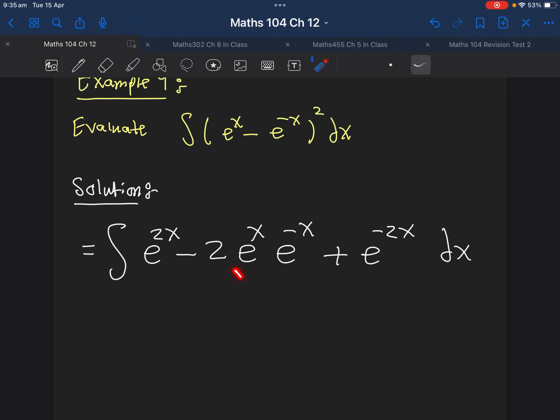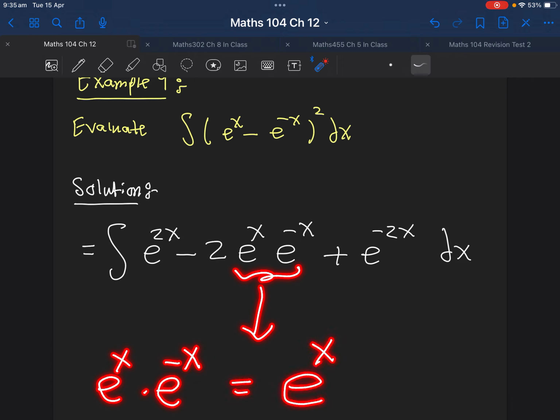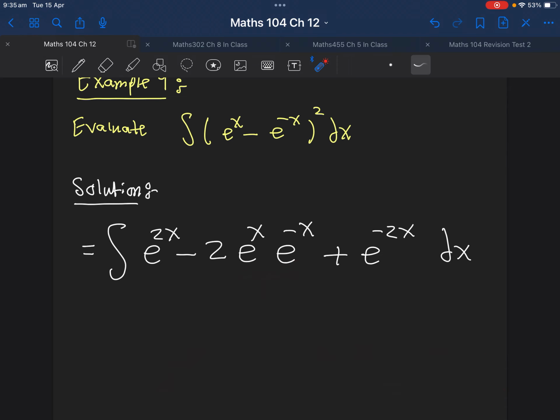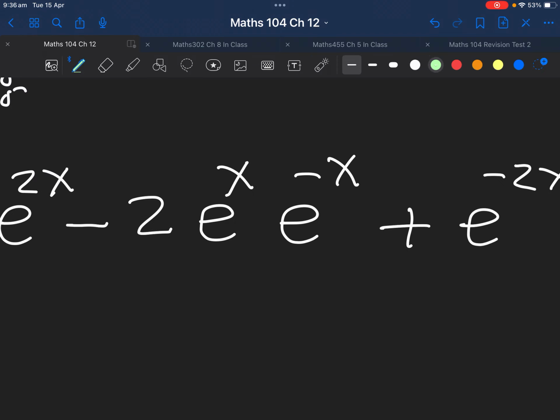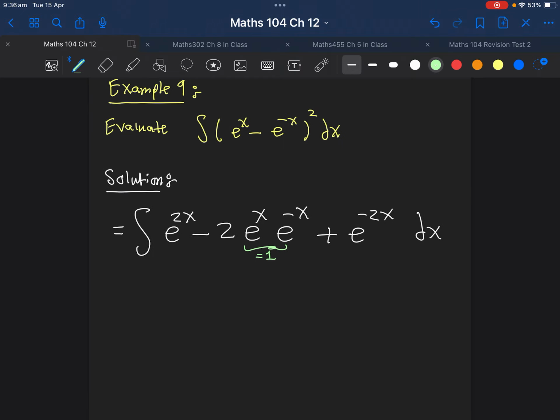Now, this one has a shortcut. Let me just try to go over it with you. It is e^x times e^(-x). Now, if you multiply e with e, this will give you x minus x. Remember, we just add the exponents. Now, e^0 is just 1. So I'll just write it down here, equal to 1. So just let me write down everything again. e^(2x), then this will be minus 2, and the last one will be the same.